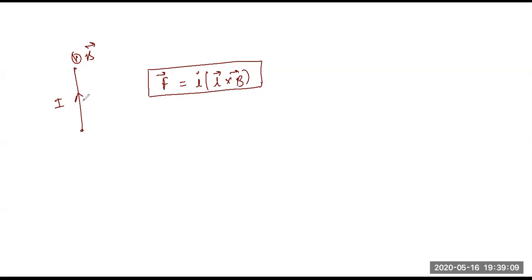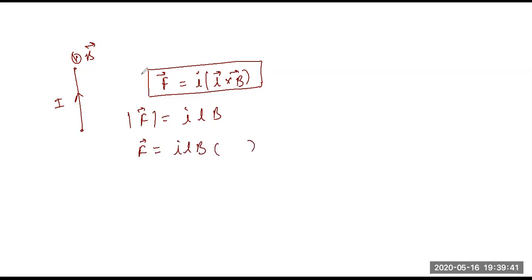So IL cross B. So F can be written as in magnitude ILB, because the direction of displacement is the direction of current, right? An angle between current and magnetic field is 90. So sine theta will become 1. What will be the direction of force? Can somebody tell me what will be the direction of force? I wrote down magnitude. I want direction. I want direction here.